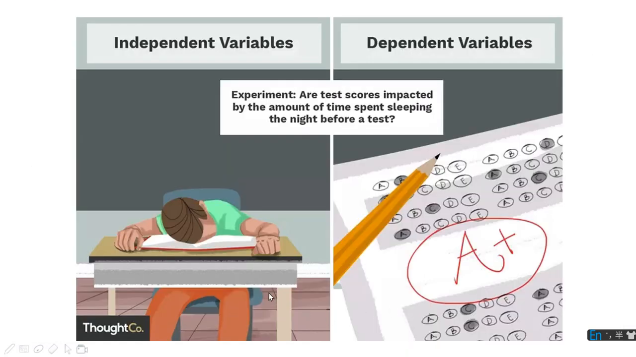Let's look at an example. In an experiment, the research question is, are test scores impacted by the amount of time spent sleeping the night before a test? Here, the amount of time spent sleeping the night before a test is the independent variable, and test score is the dependent variable.